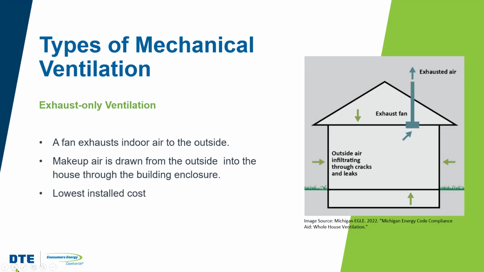And again, you're bringing in that fresh air because as you're exhausting air out of the home, that creates a slight negative pressure, a slight vacuum that allows more air to come into the home. Now, the downside with exhaust only ventilation is that you don't have a means of purposefully supplying that outside air. That outside air is coming in through cracks and crevices around the home, through the space around windows and doors.